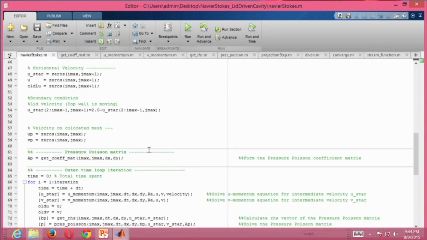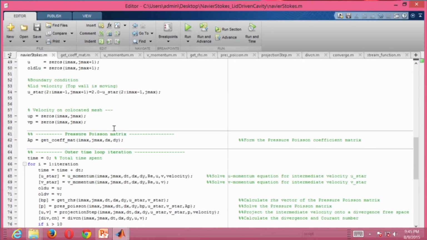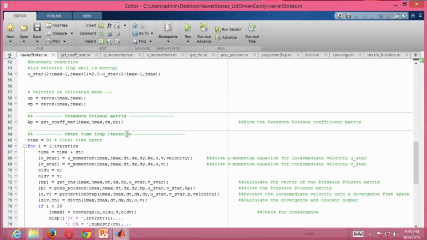Then boundary condition u star, we define boundary condition for u star as shown here. Then velocity on the collocated mesh, this is required, because we solve equations and store variables at staggered locations. Once we obtain the solution, then we need to do post processing. To enable post processing, we convert the variable from staggered grid to collocated grid arrangement, and that is done using this collocated definition of the variables. Then we solve the pressure Poisson equation.